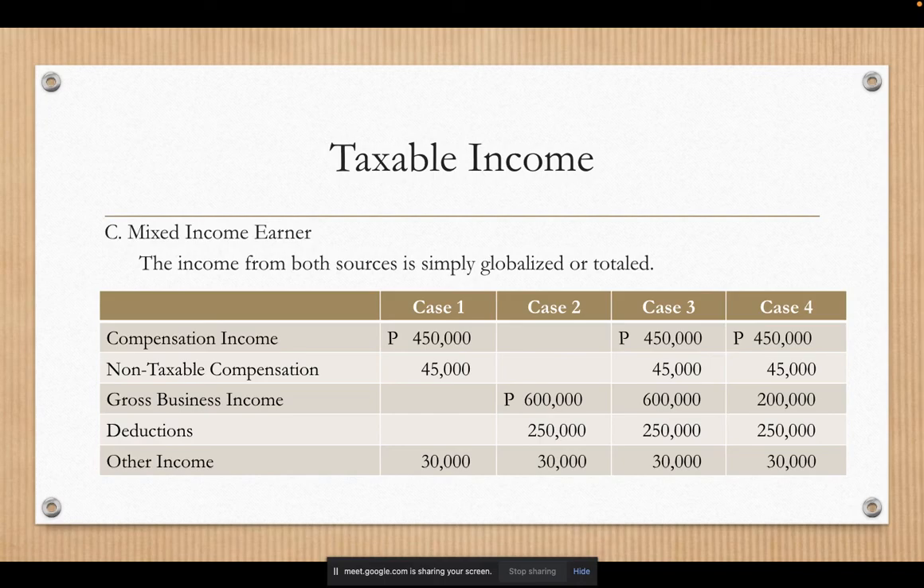So for example, in case number one, he or she has 450,000 from compensation income, and then earns on the side 45,000 from non-taxable compensation. Okay? And then other income of 30,000. In case number 2, there is 600,000 gross business income and a deduction of 250,000 allowable deduction for the business, and earns another income of 30,000. In case number 3, there's a compensation income of 450,000, non-taxable compensation of 45,000 plus gross business income. In case number 4, you have all those features but different amounts.